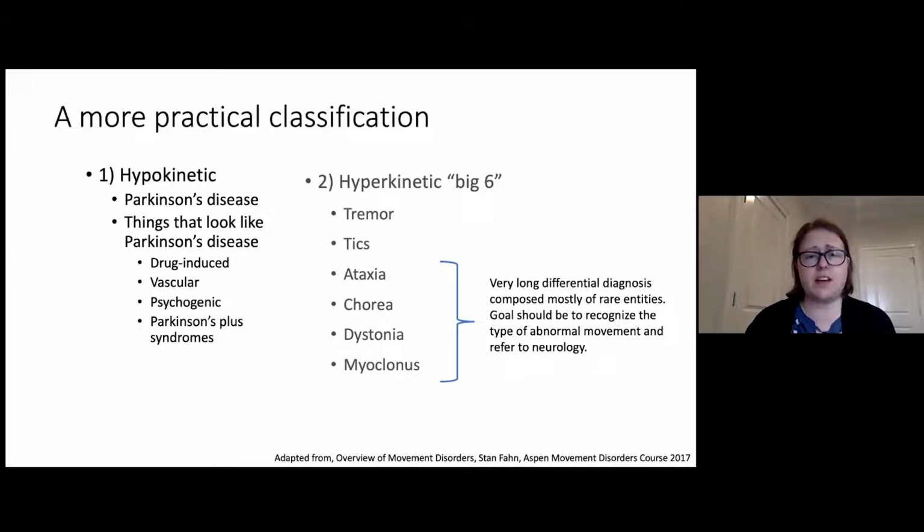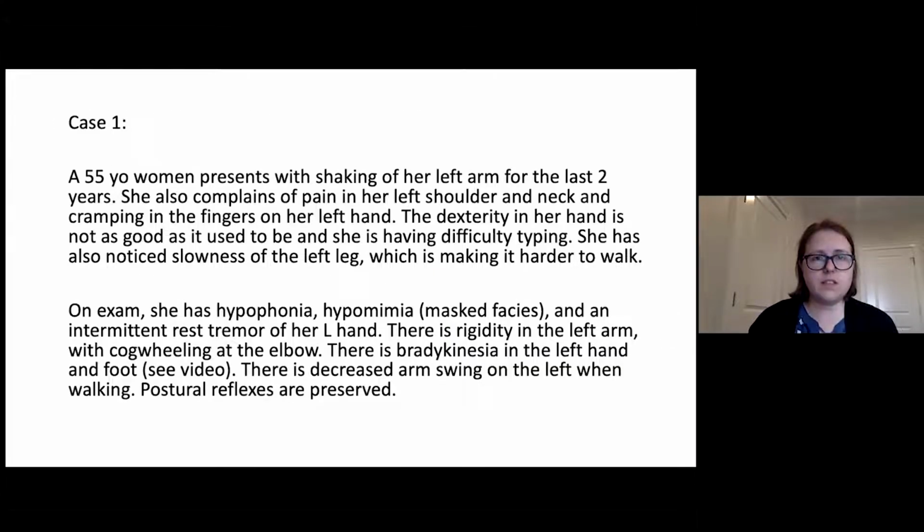On the hyperkinetic side, the total list of disorders is very, very long, but from a practical perspective, if you can recognize what I call the big six, meaning the most common six movements, then that takes you a fair bit of the way towards figuring out what's going on. And for 4 out of these 6 movements, the list of potential diagnoses is fairly long and composed mostly of fairly rare diseases. So again, to reemphasize, the key is recognizing the movement and then referring to an appropriate neurologist.